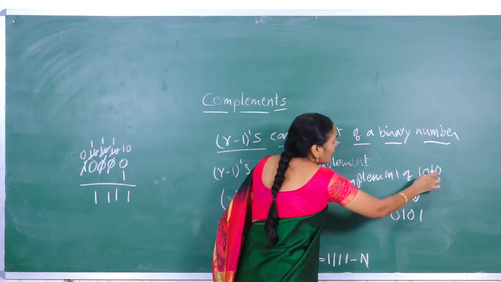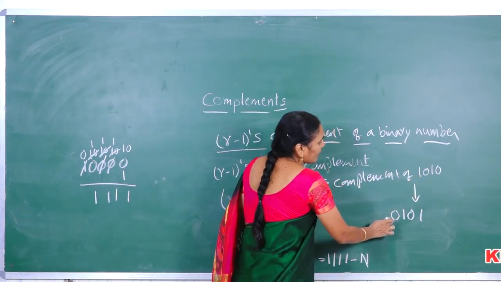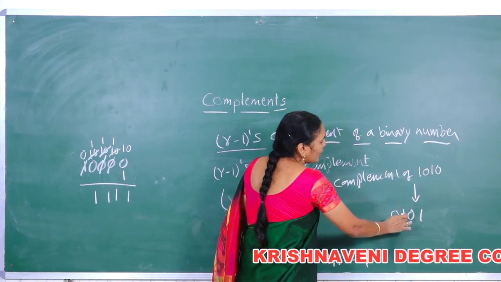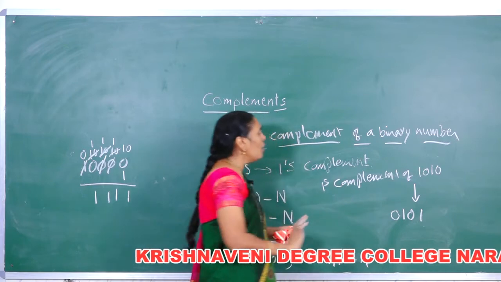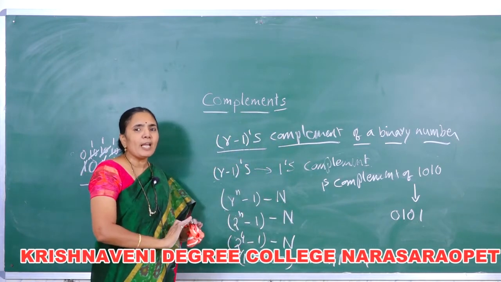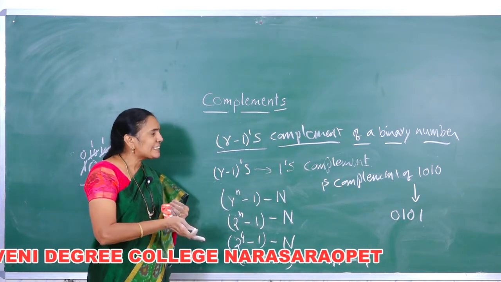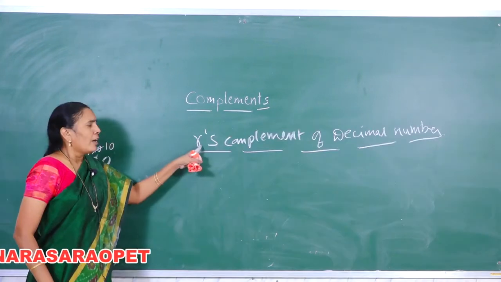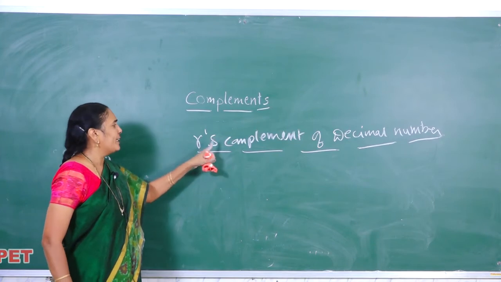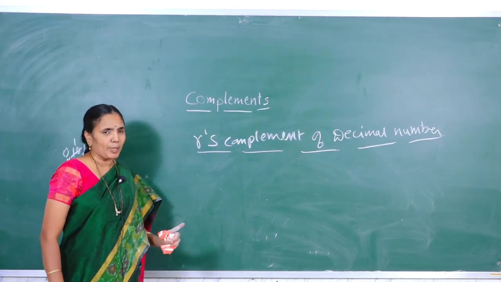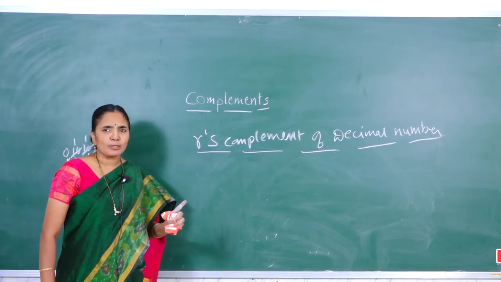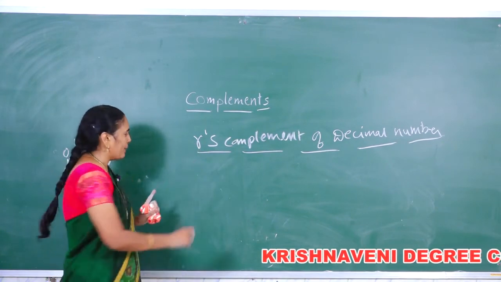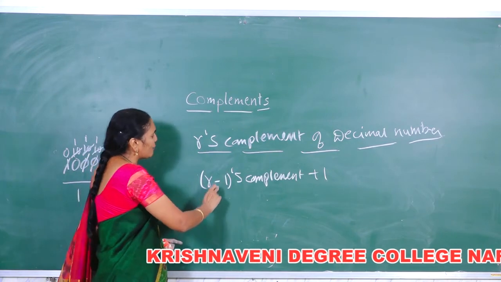If you see this number, the first digit is 1, and in the 1's complement it is 0. The second digit is 0, and in the 1's complement it is 1. So the 1's complement of a given number can be obtained by just interchanging 1 to 0 and 0 to 1. Now let us discuss how to find the r's complement of the decimal number. The r's complement of the decimal number is nothing but the r minus 1's complement plus 1. We have already written the formula.